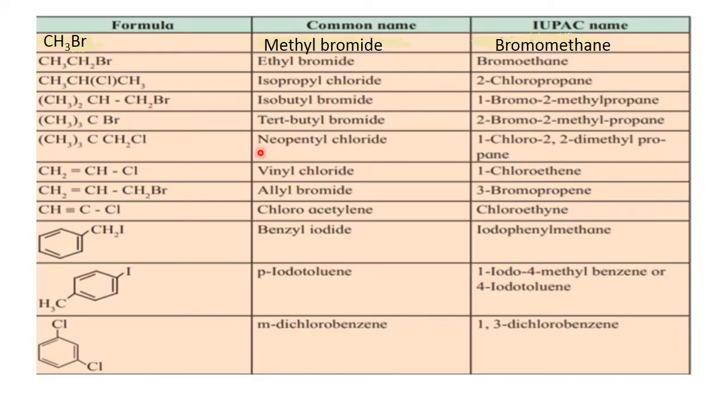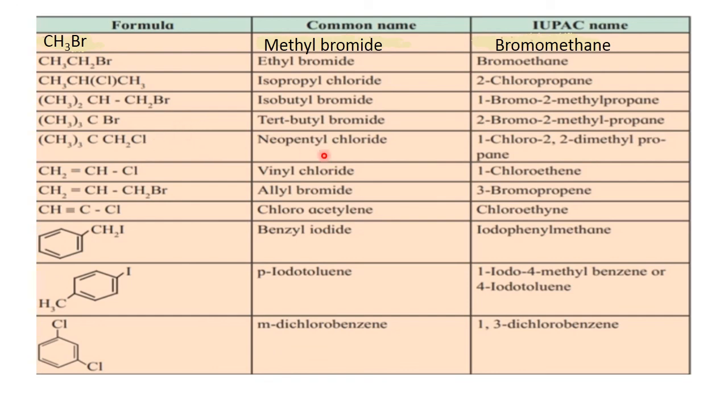Here we provide some examples of monohalogen derivatives. The first compound is called methyl bromide, and the IUPAC name is bromomethane. The second compound is called ethyl bromide, and the IUPAC name is bromoethane. The third compound is called isopropyl chloride, and the IUPAC name is 2-chloropropane. Then this compound is called isobutyl bromide, and the IUPAC name is 1-bromo-2-methylpropane. This compound is called tertiary butyl bromide, and the IUPAC name is 2-bromo-2-methylpropane.